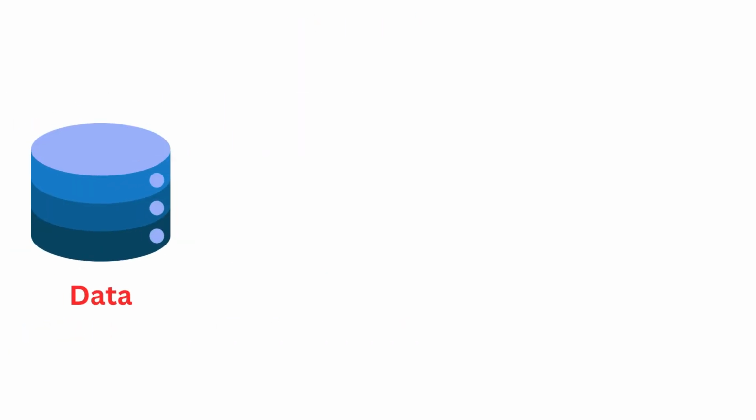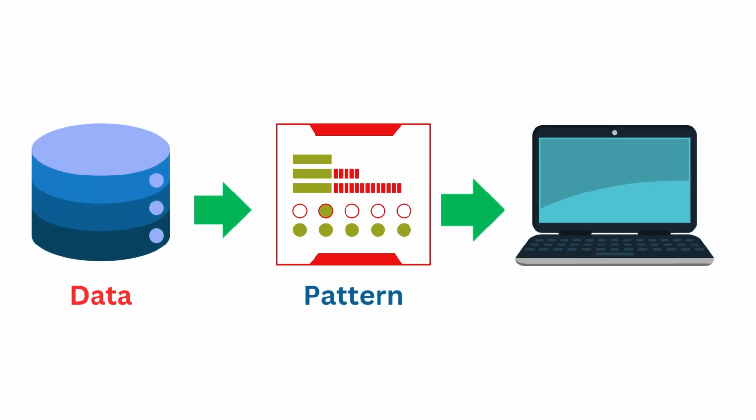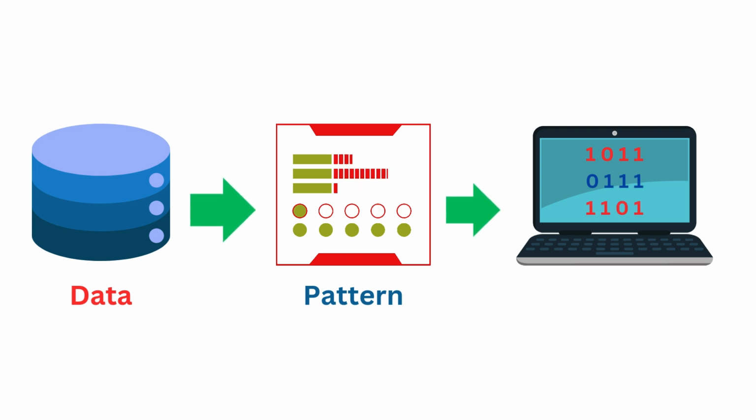By learning patterns from data, computers can recognize things they've never seen before. This is an important part of artificial intelligence and machine learning.